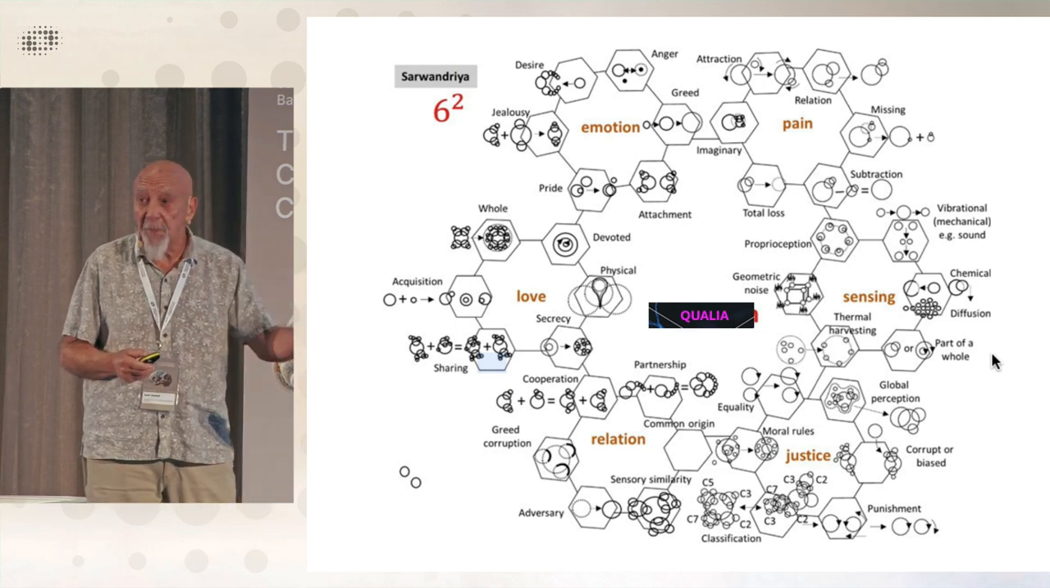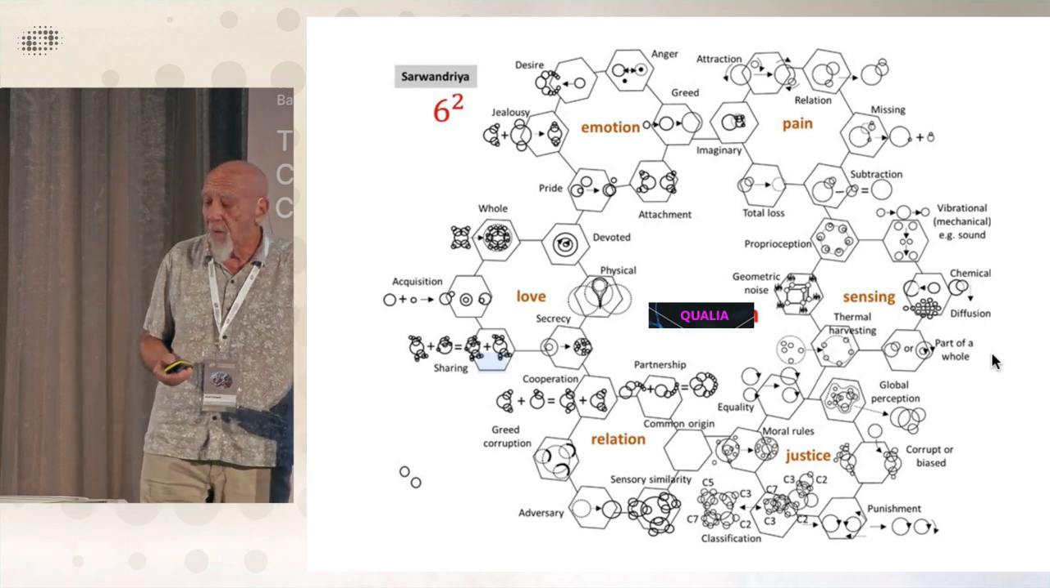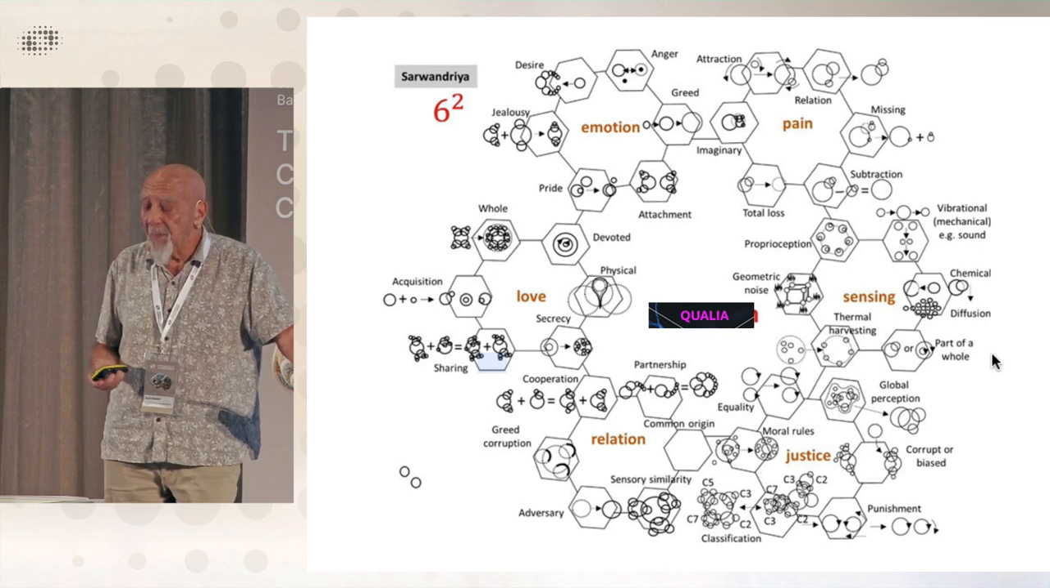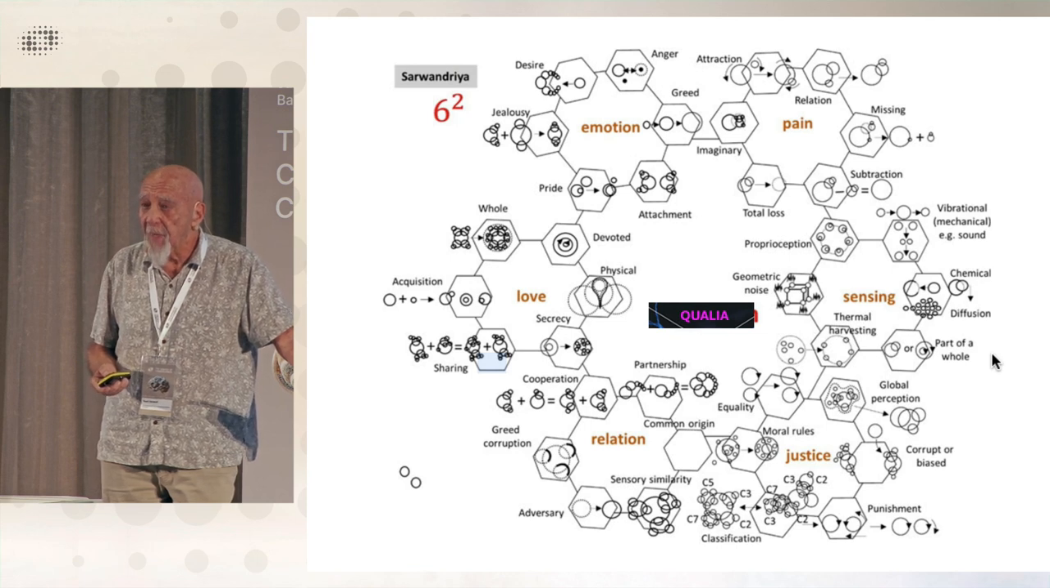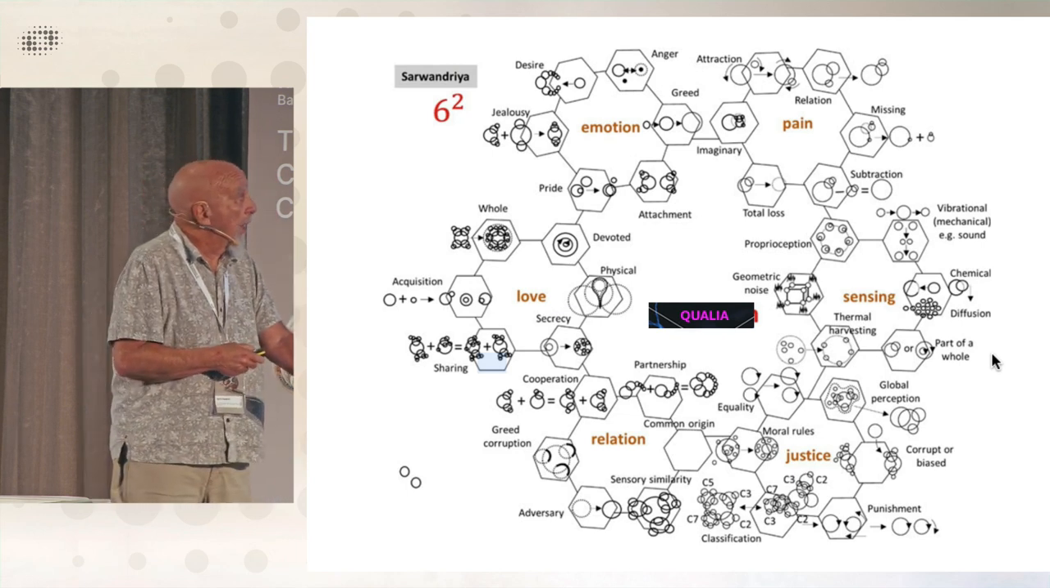Or they asked the patient or the subject to feel love, or to be in pain, or to be sensing, and to actually think or feel about certain things like justice and relations and that sort of thing. So these are the qualia, or the emotions, and they map to these representations shown here.